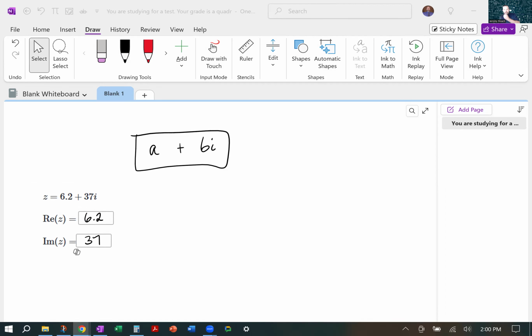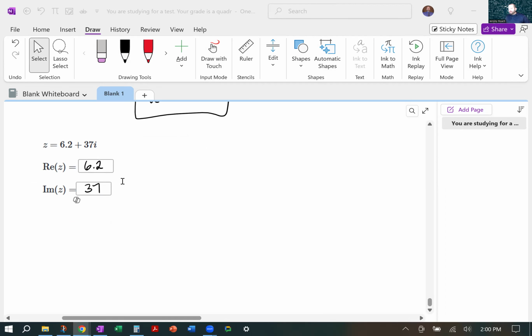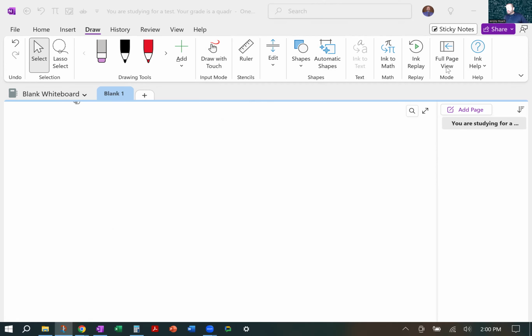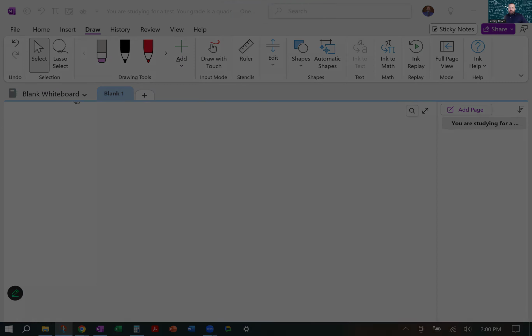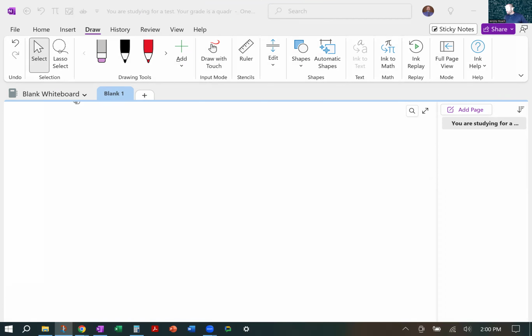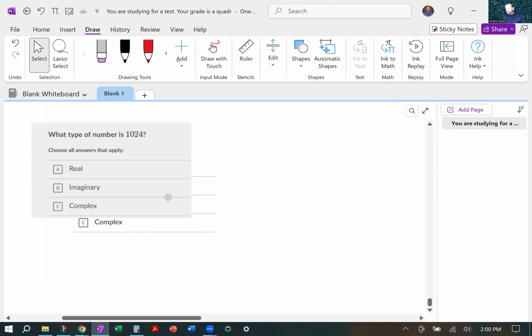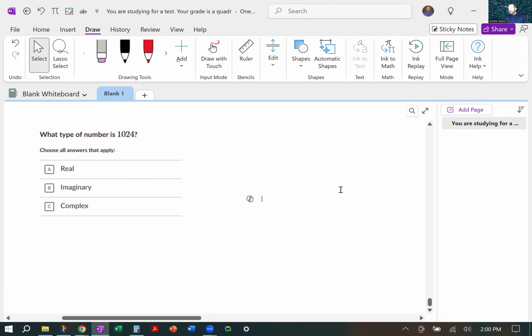Next one is classifying complex numbers. I think this can be a little bit tricky because when I first did this, I'll show you this example here, and then it'll probably make more sense. When I first did this, it says, what type of number is 1024? Is it real? Is it imaginary? Or is it complex? And I said, well, it's a real number.